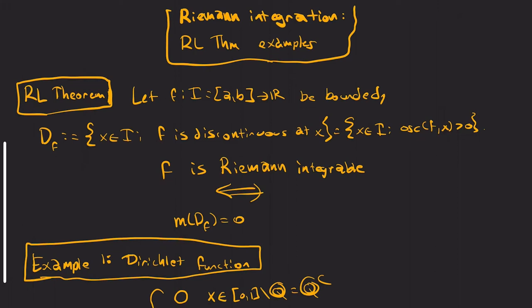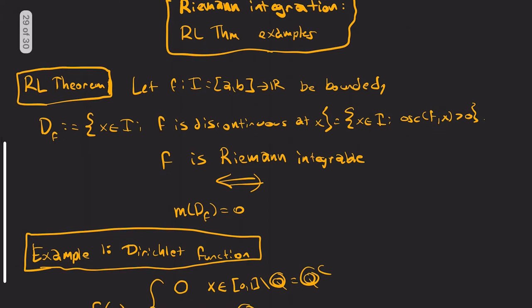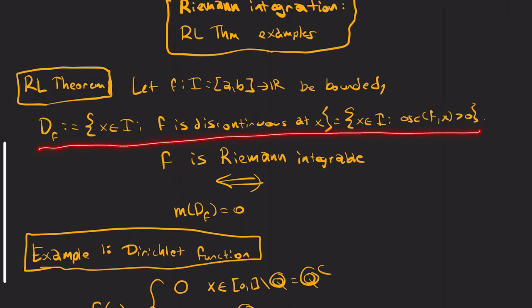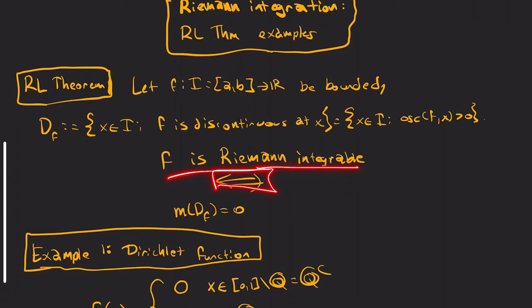Everyone, in this video I'm going to talk about some applications of the Riemann-Lebesgue theorem, specifically with a few famous examples of the Dirichlet and Thomae functions. So just to recall, the Riemann-Lebesgue theorem says that if I take a function on a closed interval that is bounded, and I consider its discontinuities D sub f, then f is Riemann integrable if and only if the measure of that set of discontinuities is 0.